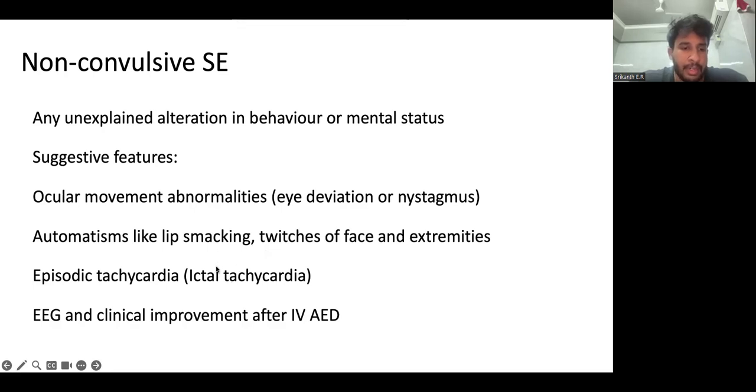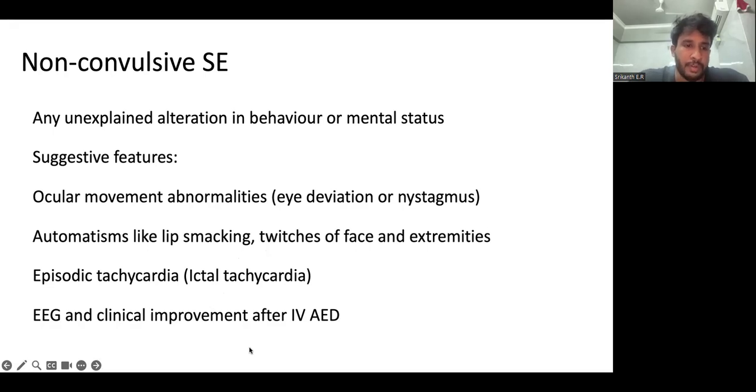Episodic tachycardia or ictal tachycardia, that is when the patient is having a seizure and the patient is completely comatose. If you are seeing a sudden onset tachycardia which is unexplained, you can think of a non-convulsive status epilepticus. This is because of autonomic disturbance associated with the seizure. And you may have EEG and clinical improvement after giving an IV benzodiazepine.